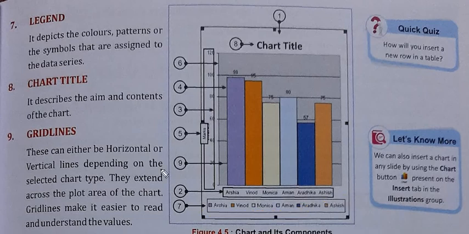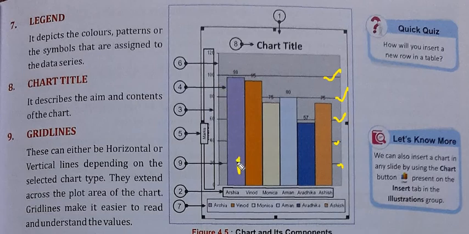Okay, now next, chart title. Here you can easily see above the chart the chart title is there. It describes the aim and content of the chart. And grid lines also, I have already told you, these all are the grid lines. These lines are grid lines because they help us to understand the data.